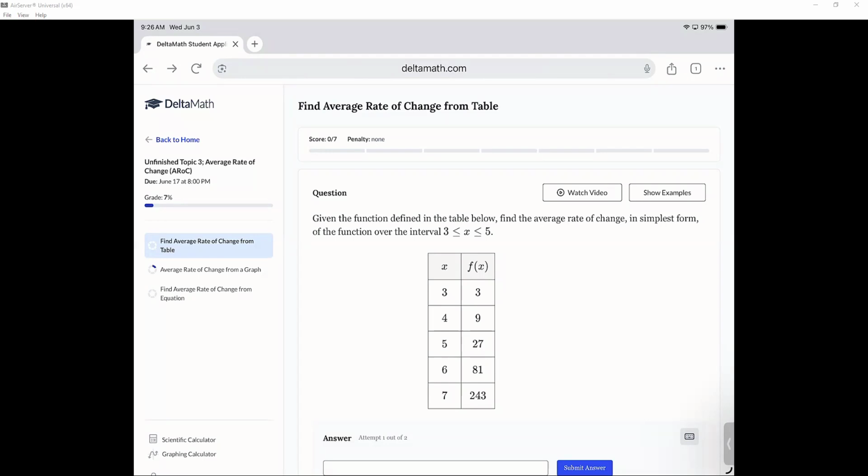I'm going to do a video on the Delta Math assignment average rate of change, and I'm going to do a question using tables, using graphs, and also using functions. So let me just jump in.